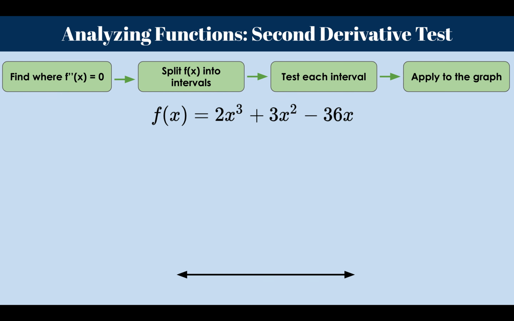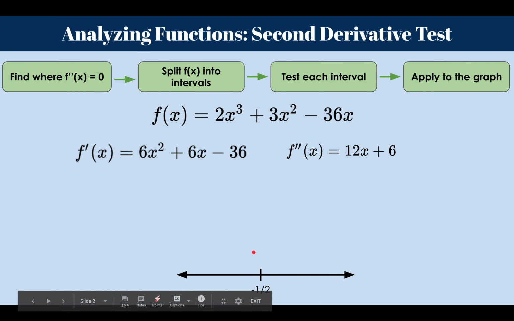Let's say we're given a function f of x equals 2x cubed plus 3x squared minus 36x. We'll find the first derivative using the power rule, and find the derivative of this function using the power rule once again, and we see that the second derivative of f of x is 12x plus 6. Now using this, we can see that f double prime of x is 0 when x is negative 1/2. We can mark that on our line, and now we split our function into two intervals.